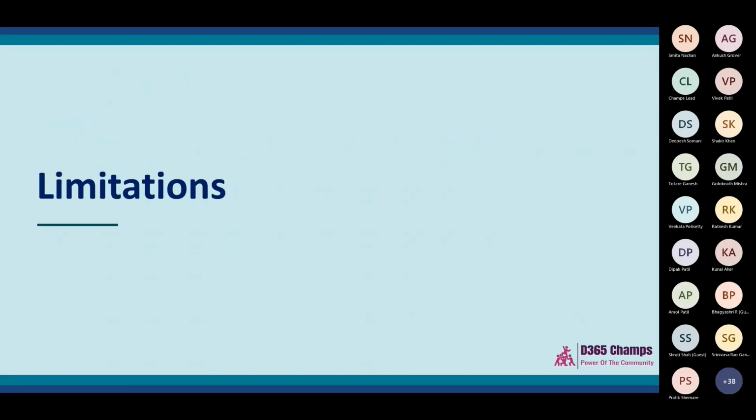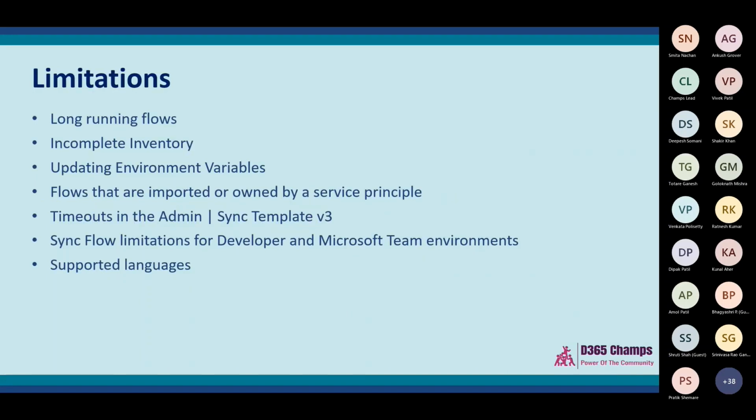Okay, now quickly, let's see the limitations, because each of the products comes with limitations. And we do have certain limitations here for COE as well. There is no one-size-fits-all solution for COE, and some companies will want a restrictive set of rules in their organization in hopes of mitigating the unknown, while others will want to let users personally explore without limitation. So over here are some of these: long running flows, then the incomplete inventory, updating environment variables, then flows that are imported or owned by a service principal, and timeouts in the admin sync template v3.